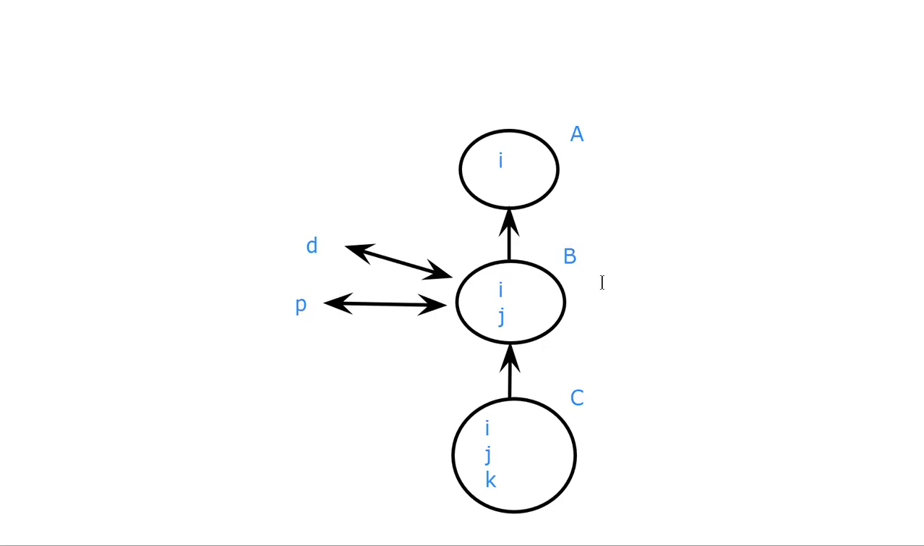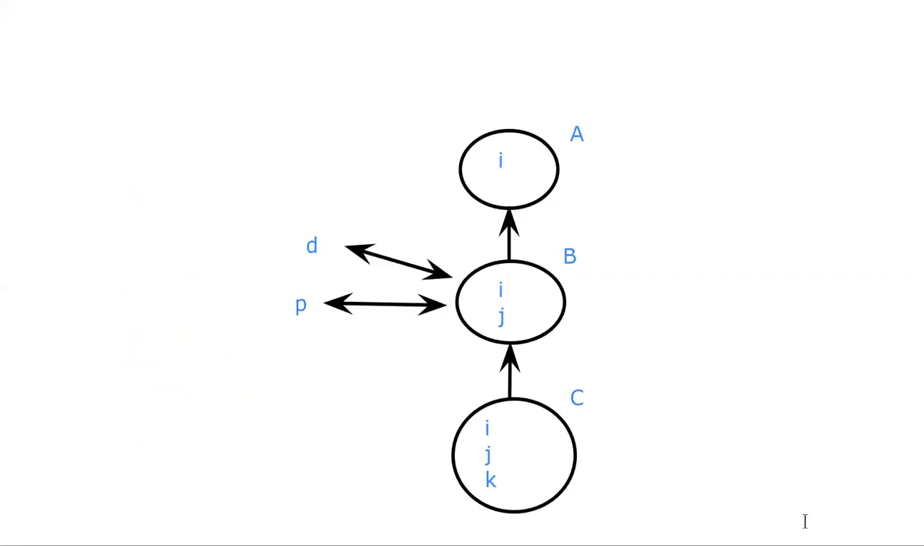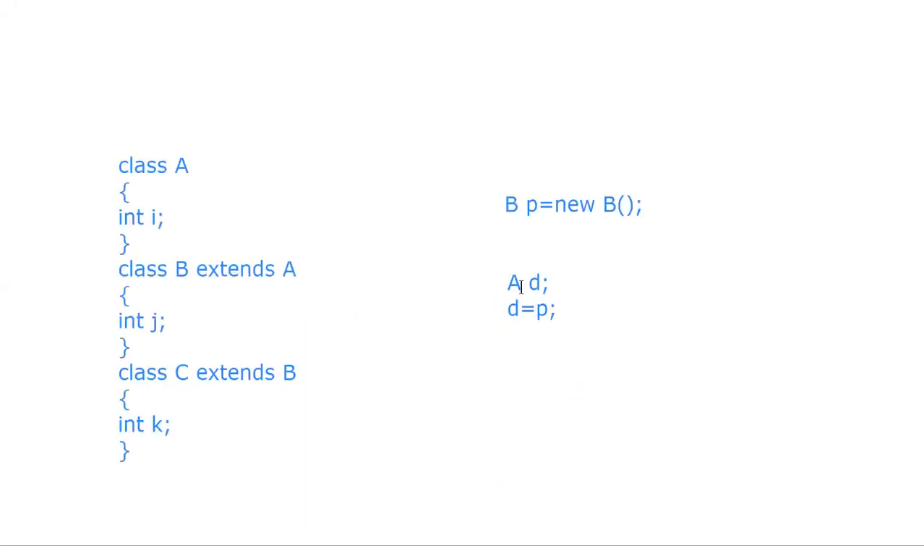Now make it very clear here, guys. What is D? D is a reference of superclass A. What is P? P is a reference of class B. Instance P is referring to an instance of class B. Since P is a reference of class B, P can refer to all the members which are visible for class B, that is I as well as J. But since D is a reference of class A, D can refer only to the members of class A.